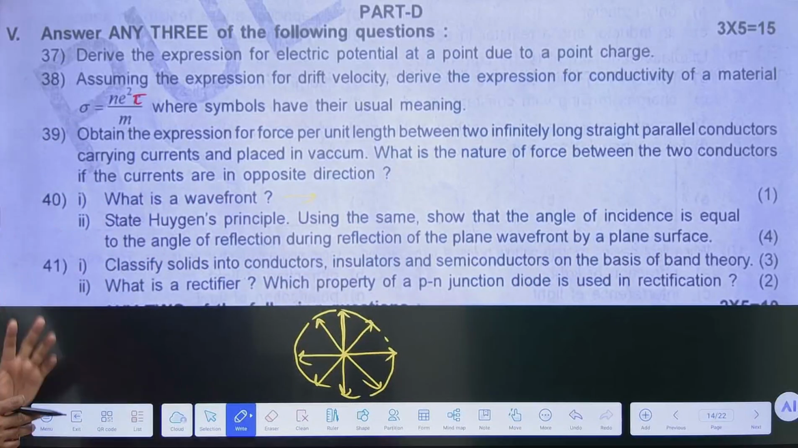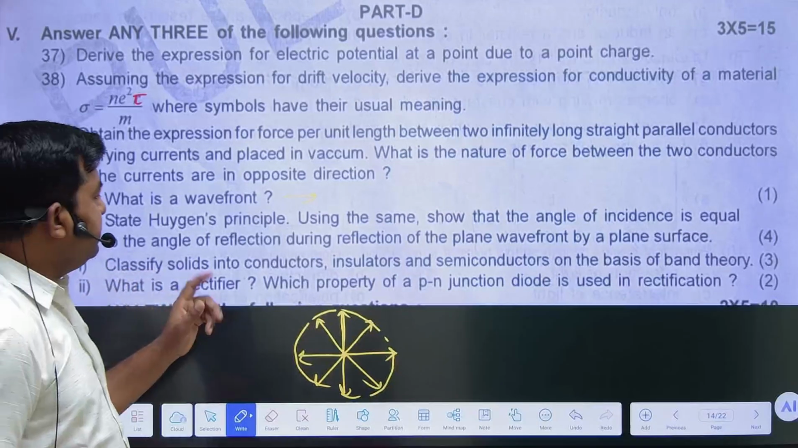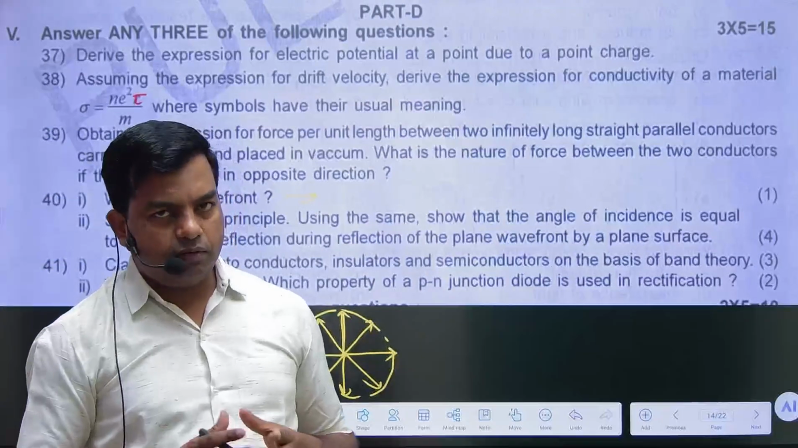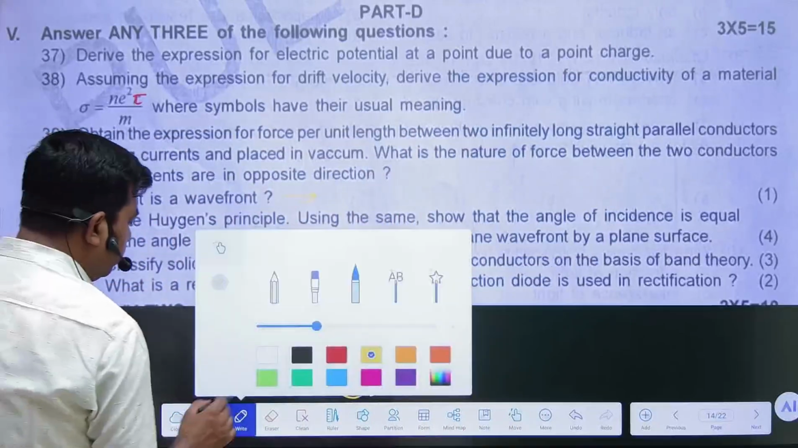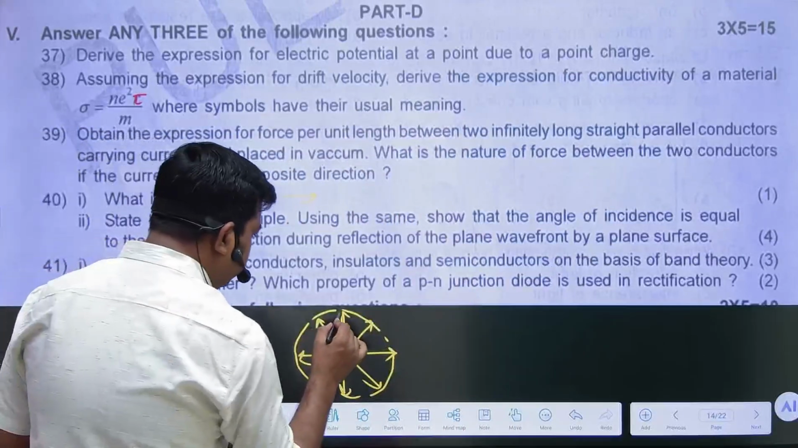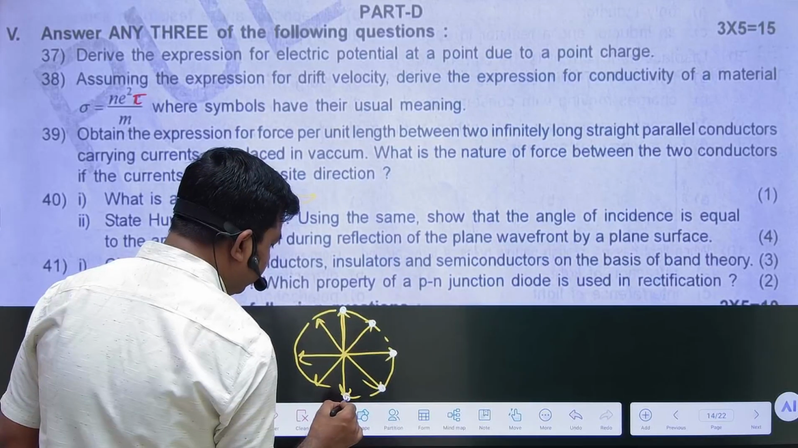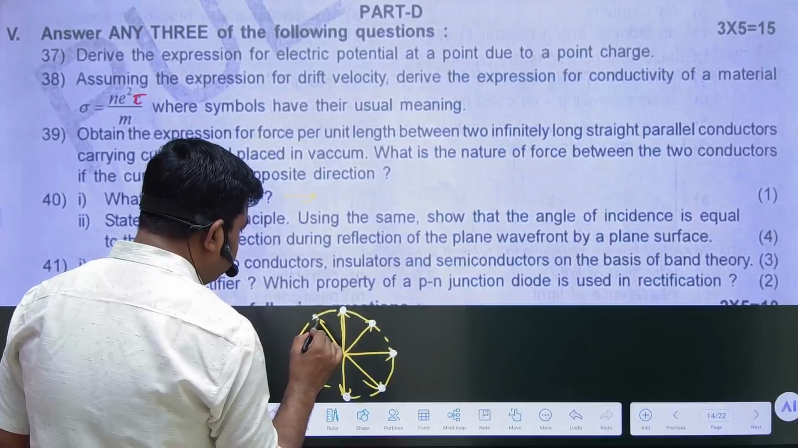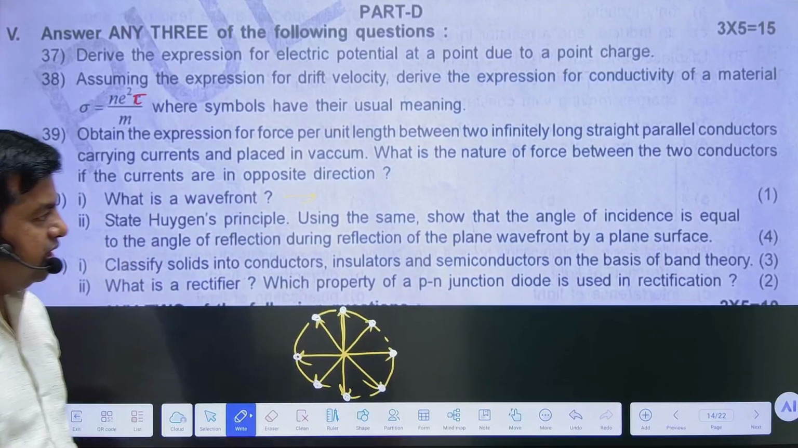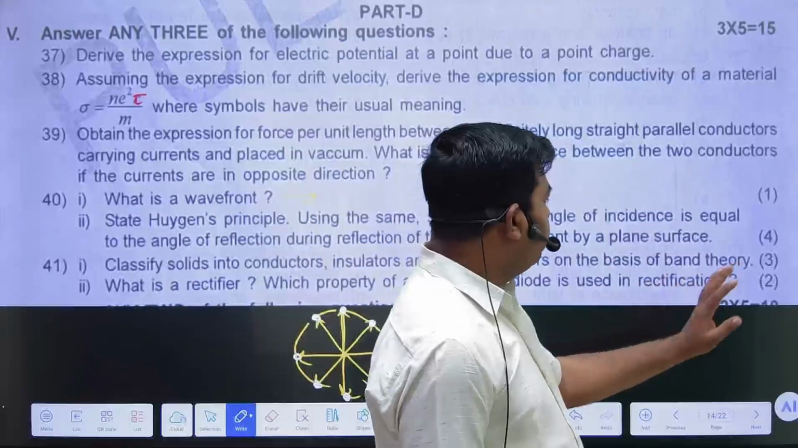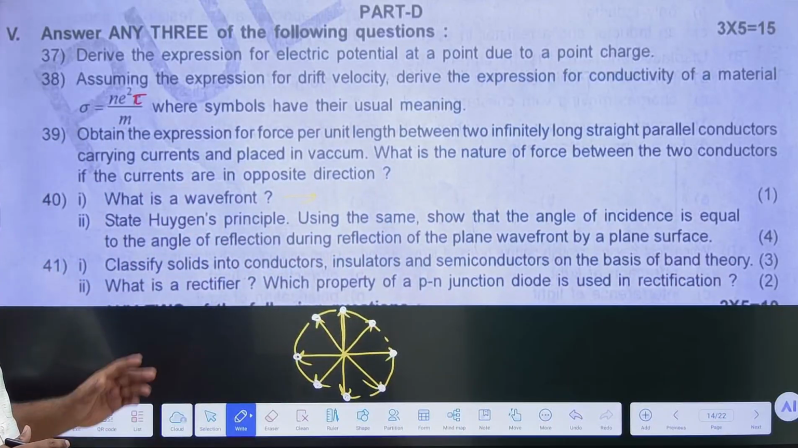State Huygens principle and using it prove that the angle of incidence is equal to the angle of reflection during the reflection of a plane wavefront by a plane surface. We have to prove this. So state Huygens principle. According to this principle, each point on the primary wavefront behaves as a new light source and can produce secondary waves in a given time interval. Clear to you?